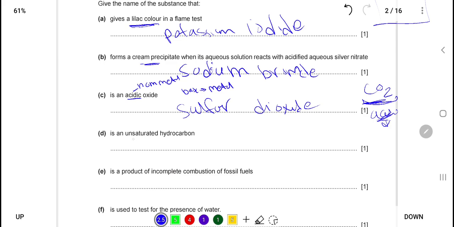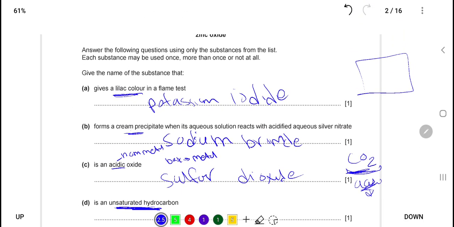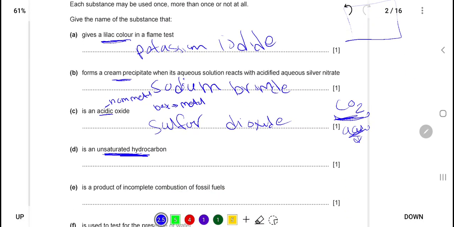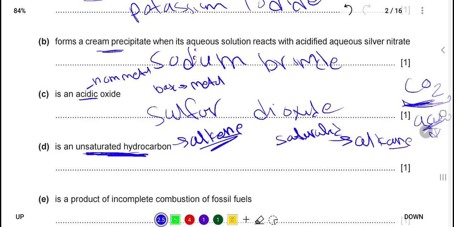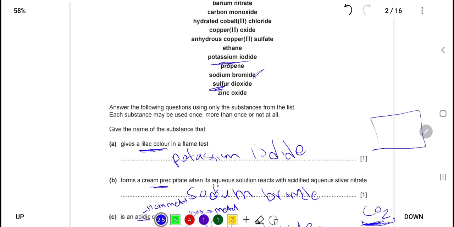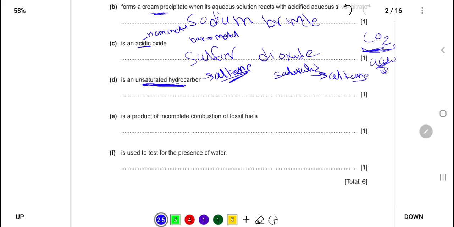Now D is an unsaturated hydrocarbon. You need to know this from the last chapter in chemistry. I don't remember the chapter name, but it's about carboxylic acid and ethane and so on. Unsaturated means that it is an alkene. You need to learn this. And if it was saturated, it means that it is an alkane. So let's see which here is an alkene. We have propene, because it ends in ene, so it must be propene.